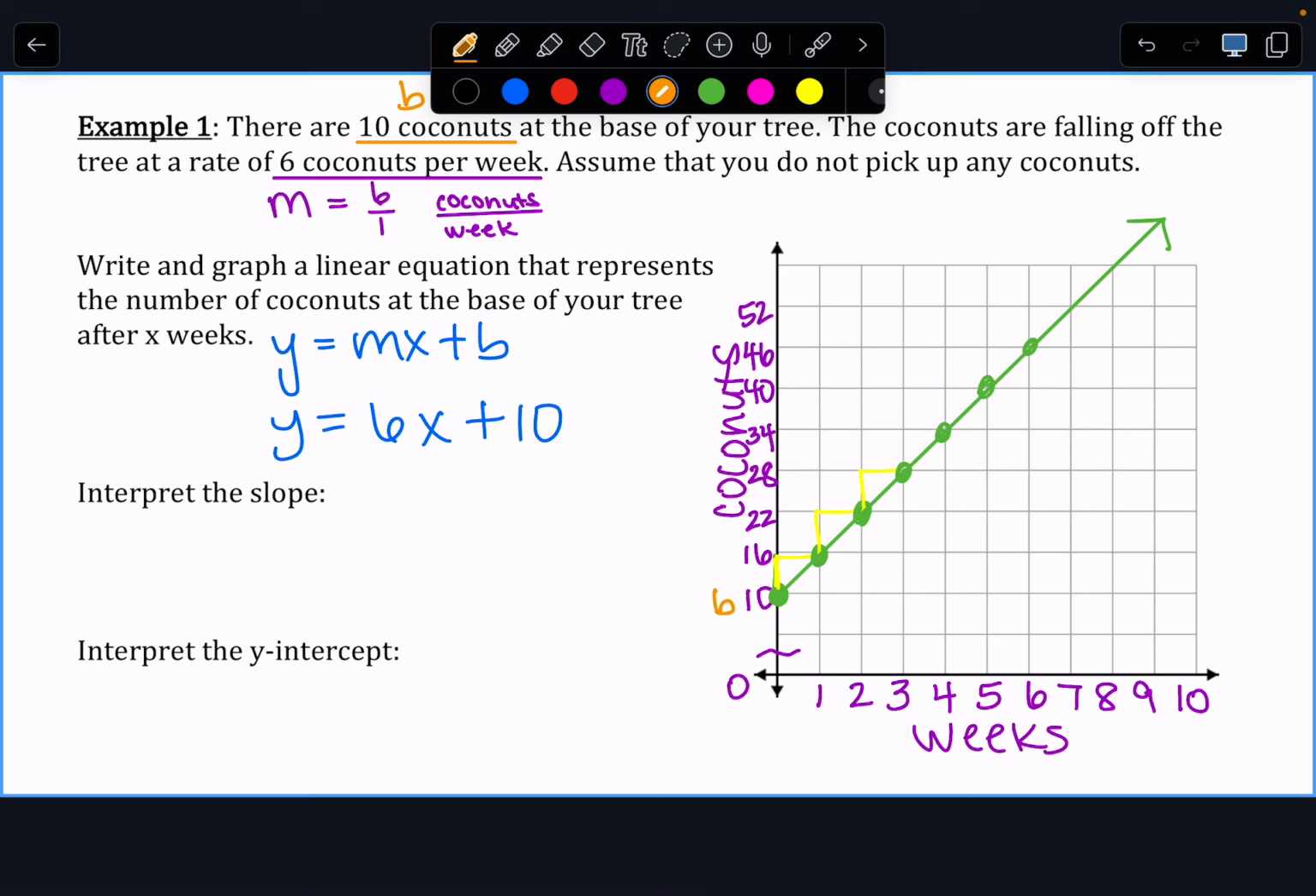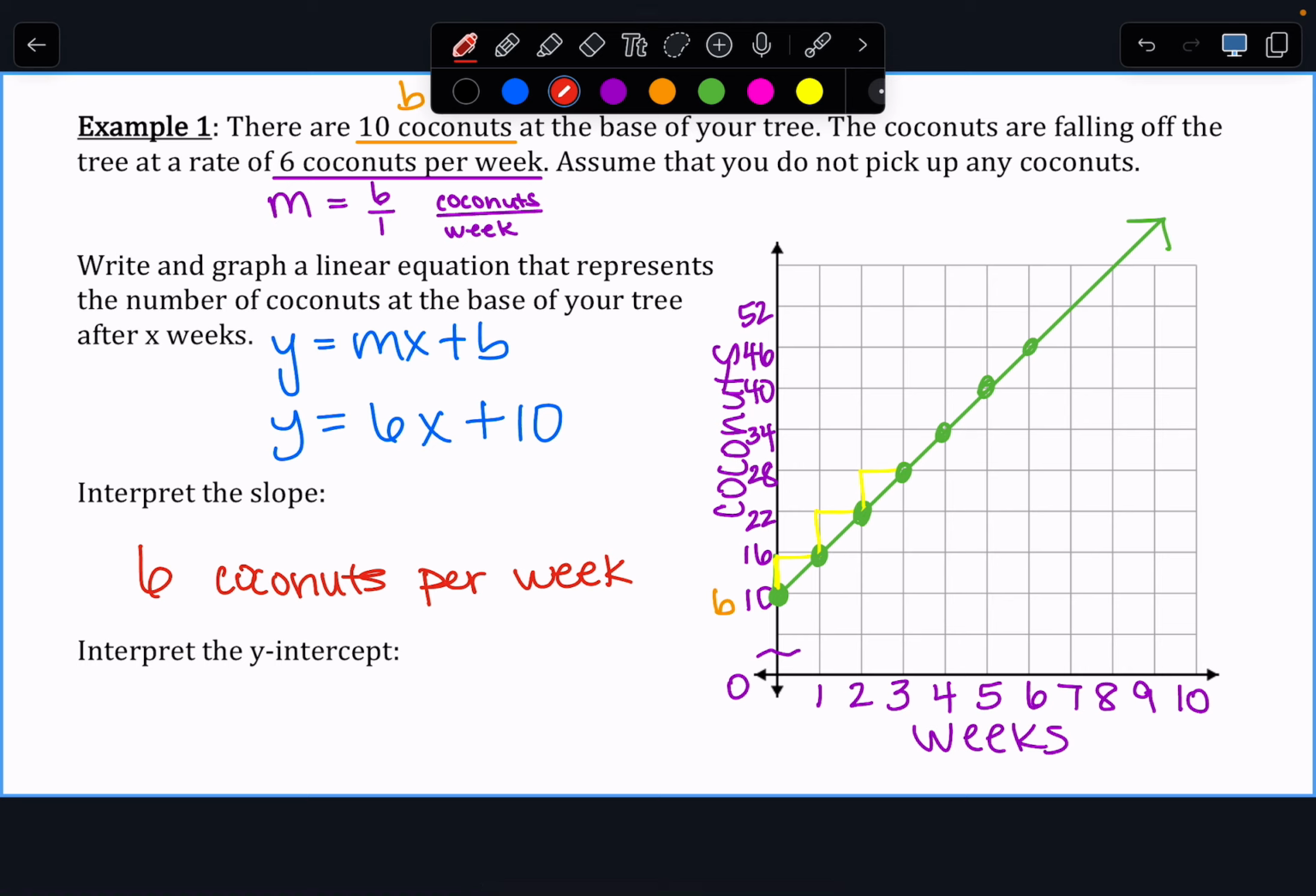Now, when I ask you to interpret the slope, I'm asking, okay, we know that the slope is 6, but what does 6 stand for? 6 what? We've already answered this question, but we're going to write it down officially. Okay, we're talking about 6 coconuts per week. Every week, 6 coconuts fall to the ground.